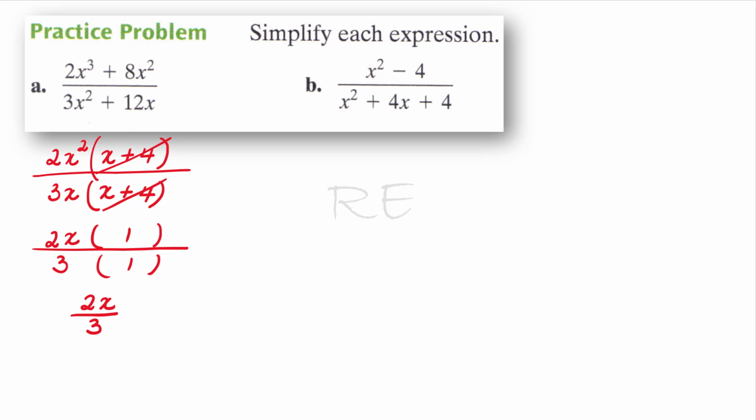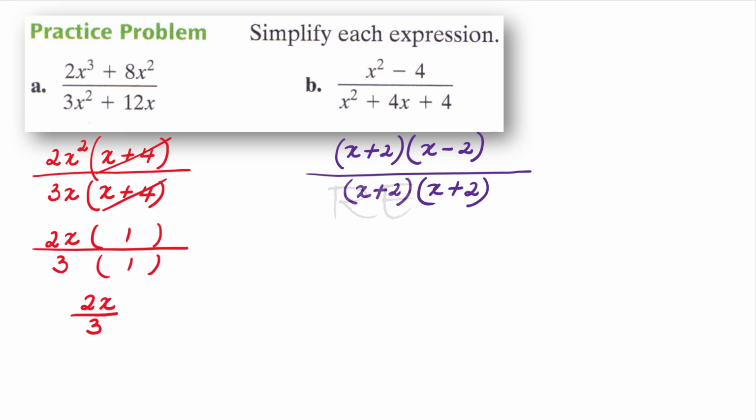X squared minus 4 is factored as x plus 2 times x minus 2. X squared plus 4x plus 4 is a perfect square. It is x plus 2 times x plus 2. And x plus 2 over x plus 2 is 1. Therefore, in reduced form, the expression is x minus 2 over x plus 2.